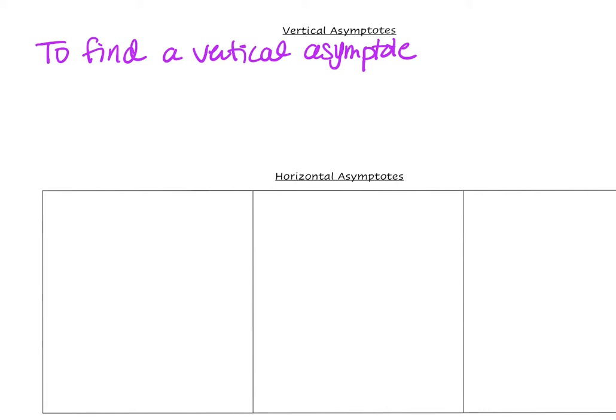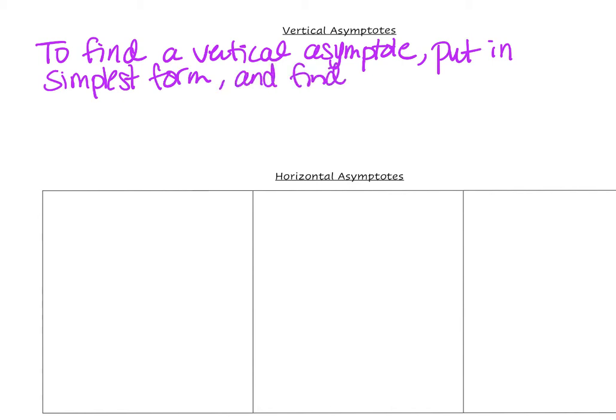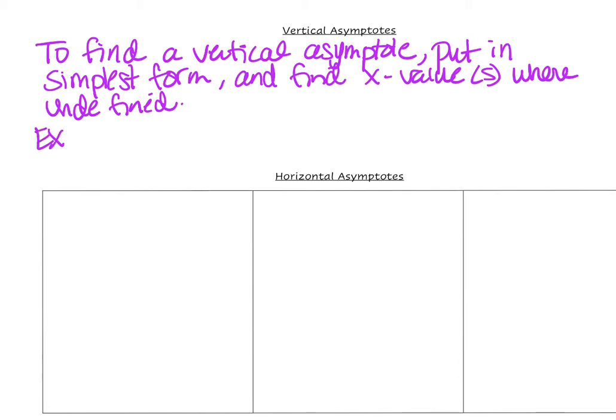okay, the first thing you want to do is simplify, put the function in lowest form. And then see where it's undefined. And find the x values where it's undefined. And this is where your vertical asymptote will be. So remember, there's a difference between a vertical asymptote and a hole in the graph. So I'm going to put an example here that shows both.